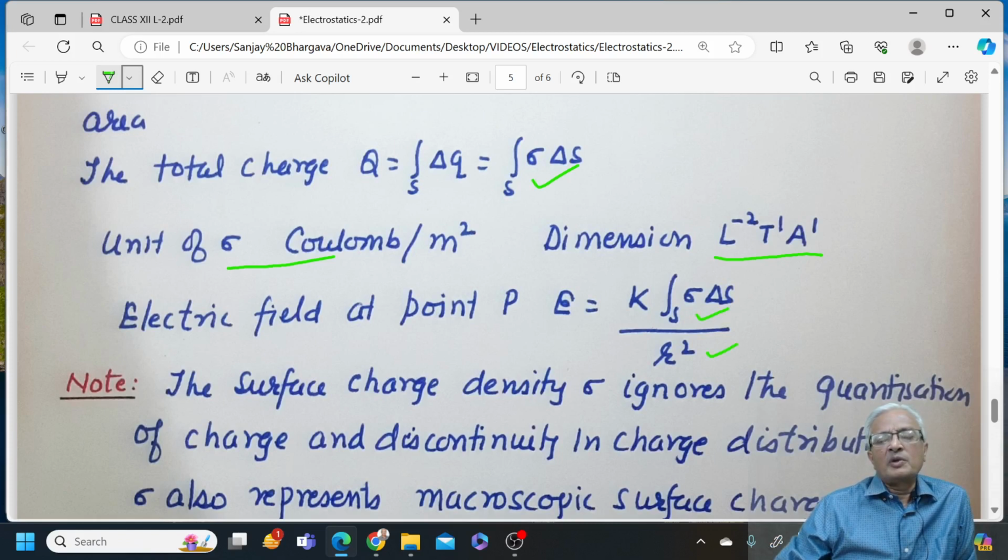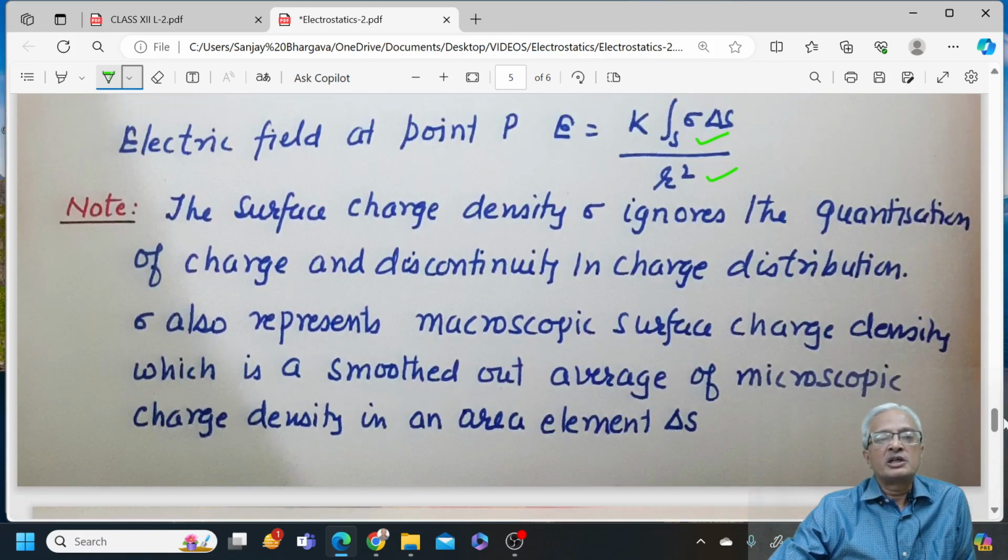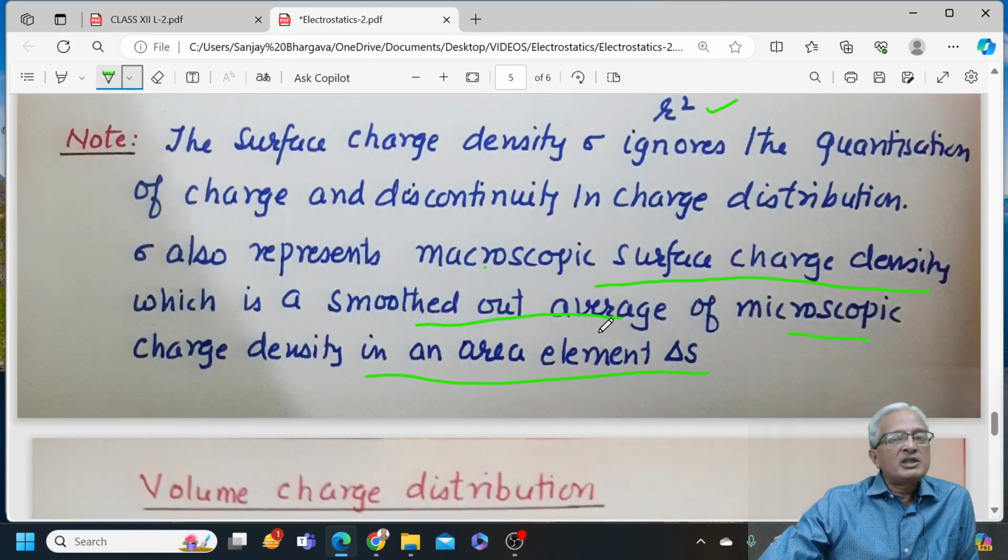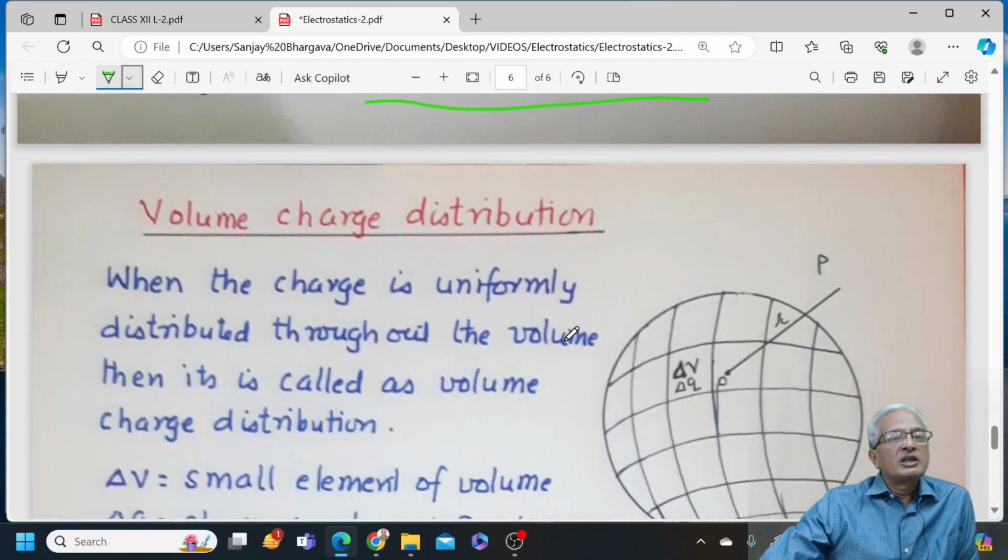Once again, you can remember the surface charge density ignores the quantization of charge and discontinuities in the charge distribution present at the microscopic level. Sigma also represents macroscopic surface charge density, which is nothing but a smoothed out average of microscopic charge density in an area element delta S. So it's nothing but average microscopic charge density.